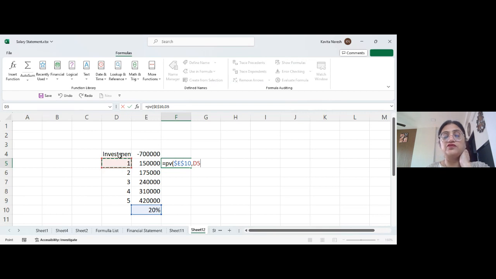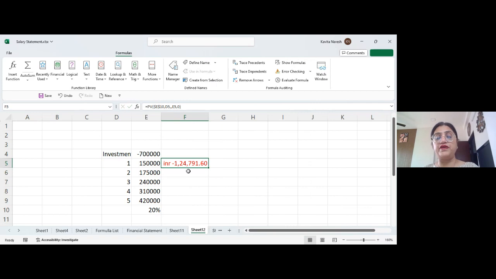Then nper means for which period you are getting. First period you are getting. Comma. There is no PMT, as in the return you are not paying something. And then FV you have, comma 0. So this is your PV of 1,50,000. You will receive 1,50,000 at the end of the first year. So this is your PV and this is your FV. Okay, you can drag it.